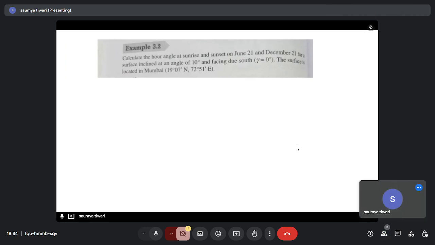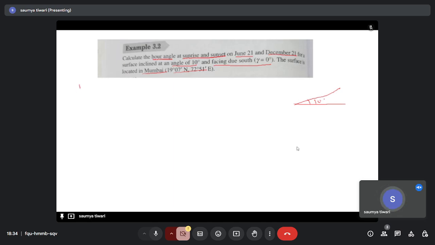Okay, let's see this question. We have to calculate the hour angle at sunrise and sunset on June 21st and December 21st for a surface inclined at an angle of 10 degree and facing due south. So your azimuth angle is 0. Now this surface is located in Mumbai, whose latitude and longitude value is given, right?